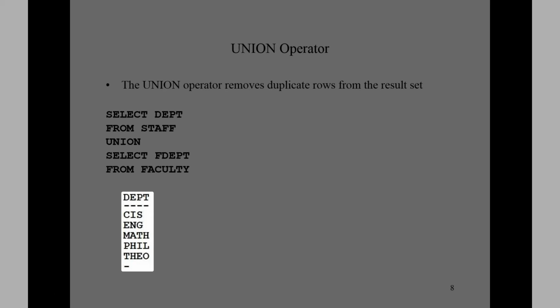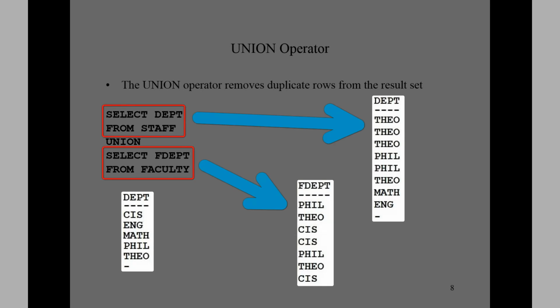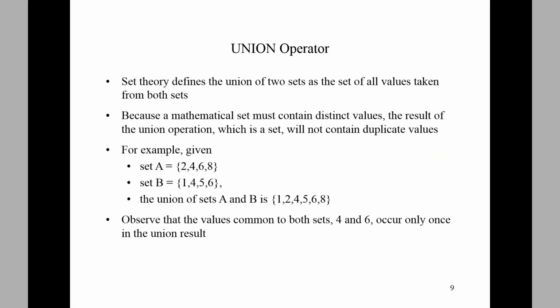If we extract and run each query block as a standalone statement, we'll confirm that duplicates were present in the tables and that the duplicate removal behavior of the union really did occur. Set theory defines the union of two sets as the set of all values taken from both sets. Because a mathematical set must contain distinct values, the result of the union operation, which of course is a set, will not contain duplicates. Here's an example.